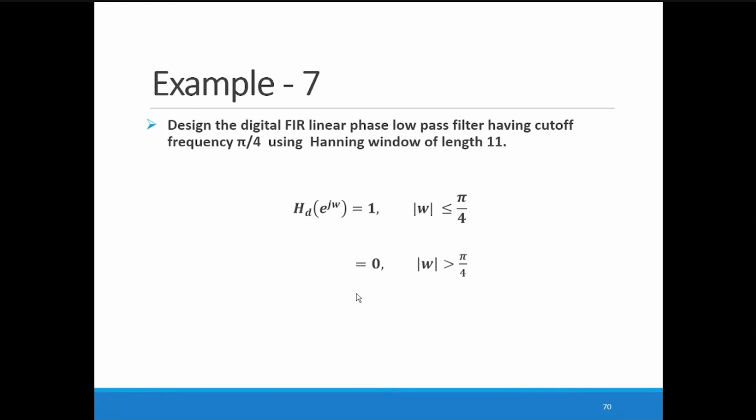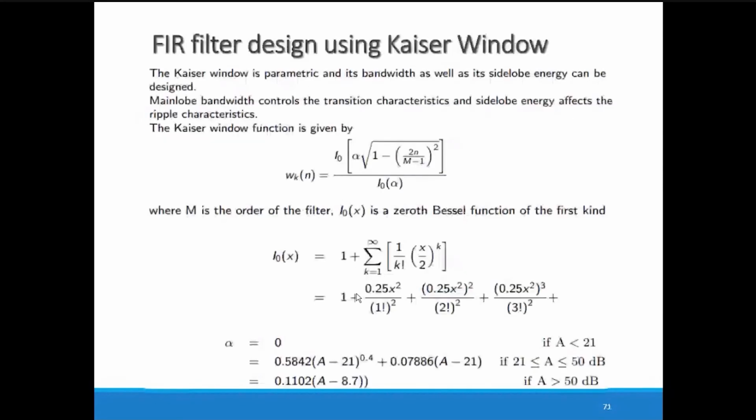Okay, so I suggest all of you to go for the practice of these few examples. Only you have to change the window function. Your H(n) remains the same for these 3 examples. Okay, now we go for the filter design using Kaiser window.